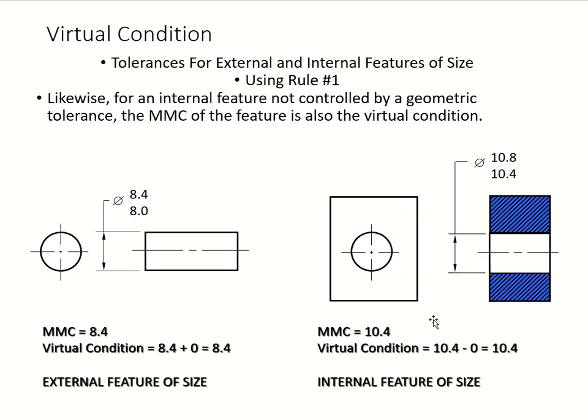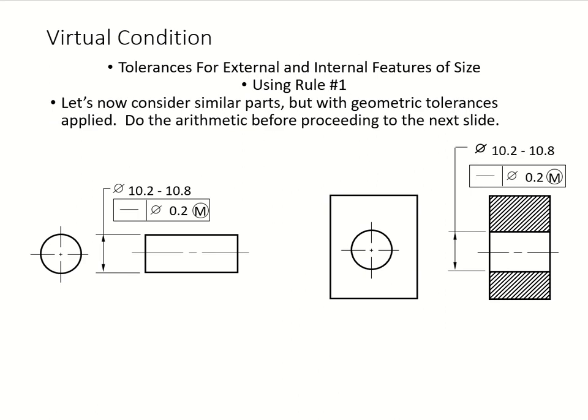So you have to at least know that just by looking at it. Therefore your virtual condition is, there's no geometric feature tolerance of 0, so 10.4, you get 10.4. All right, the next one.